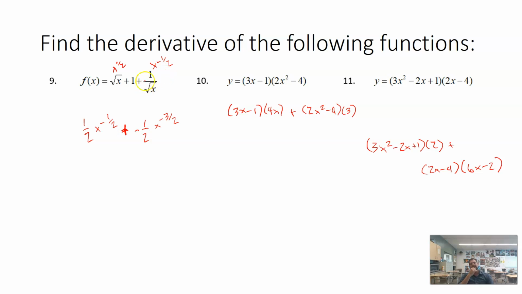And then I could have used the quotient rule here, and there's nothing wrong with that, but I wanted to make it a little bit easier, so I made that x to the negative 1/2 power instead of the positive 1/2 power on the bottom. It made it easier to take the derivative because then I didn't have to use the quotient rule. On 10 and 11, both of those, I used the product rule. Hopefully those ones are fairly straightforward.